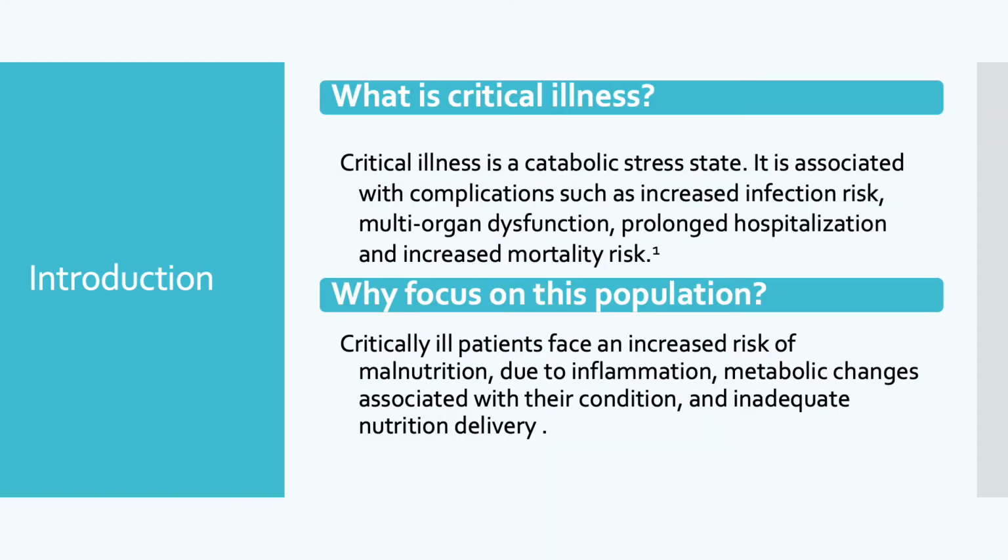So before we talk about malnutrition in critically ill patients, it's important that we understand who these patients are. Critical illness is a catabolic stress state. It's associated with complications such as increased infection risk, multi-organ dysfunction, prolonged hospitalization, and increased mortality risk. When discussing malnutrition, critically ill patients are an important group to focus on, since they face an increased risk for malnutrition due to the inflammation and metabolic changes associated with their condition, as well as inadequate nutrient delivery.